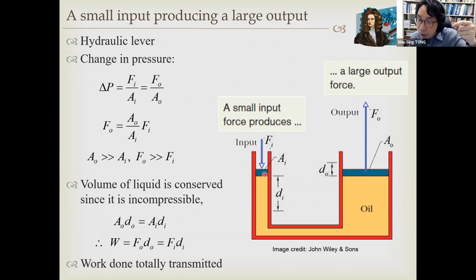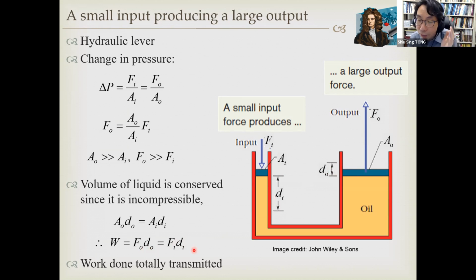If I press on this piston, and the piston is lowered by a height of di, I suppose di is much more than the level of the oil. If the piston moves downward by a distance of di, the input work done is Fidi, right? And the output piston will move upward by a distance d0, so the output work done will be F0 d0.